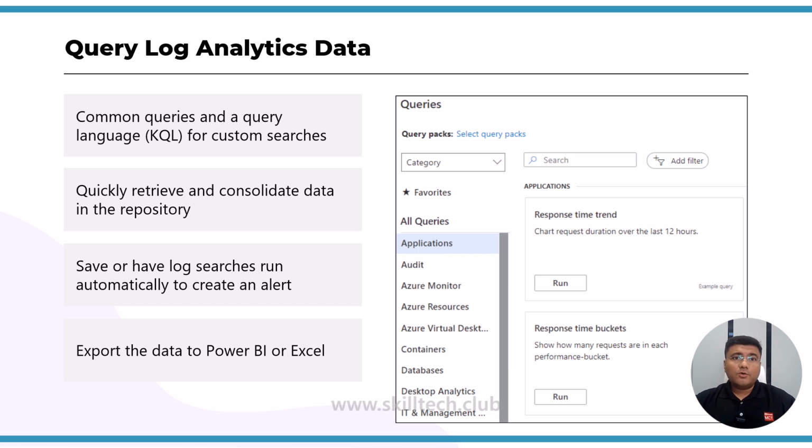This screenshot is showing you how you can query log analytics data. Some of the common queries available in log analytics focus on the KQL language, which is known as Kusto Query Language, which helps you do custom searches on your logs. It helps you quickly retrieve and consolidate data in your repository. You can save log searches and have them run automatically to create an alert. You can also export this data to Power BI or Excel for further analysis. As you can see in this screenshot, you have different kinds of ready-made queries available based on the type of the resource and based on what kind of applications you want to associate with that.